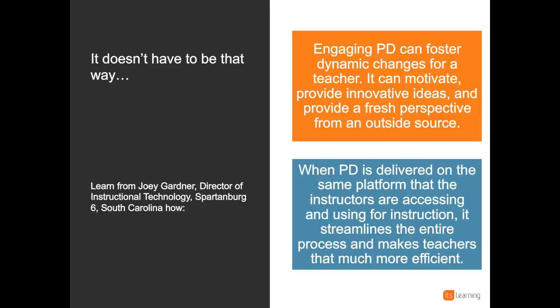So as we start looking at these types of things, whether it be a learning management system or any other technology in your school, how can I leverage the LMS, the learning management system, to talk about all of these different ideas, including this idea of even the PD.